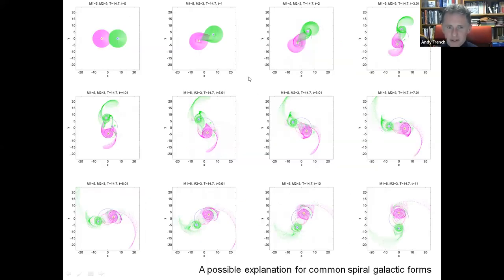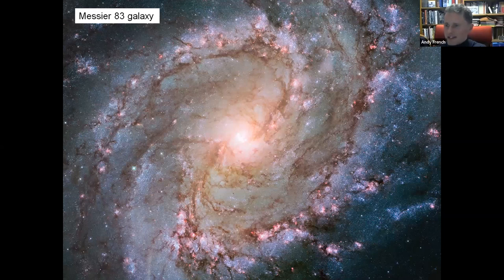And if you do several screenshots, you end up with some rather beautiful things. The ratio here is 5 solar masses for M1 and 3 solar masses for M2. Looking at this, I'm guessing it's the more compact one, which is M1, the green one there. So you might actually see these kinds of forms. That's the Messier 83 galaxy. So you see all these spiral arms. So how do they form?